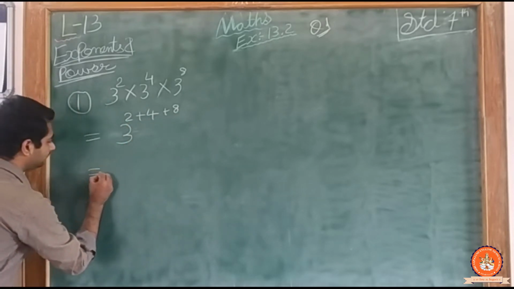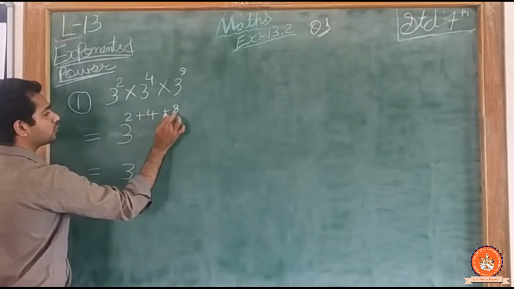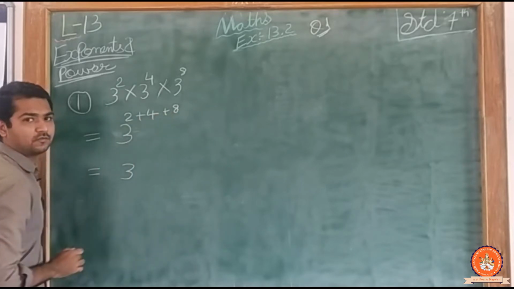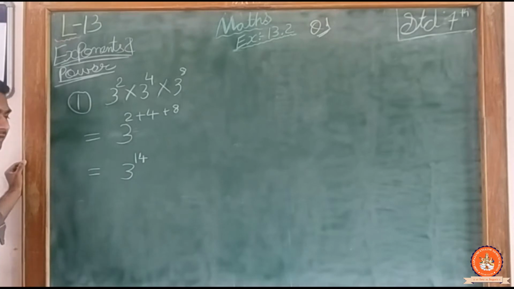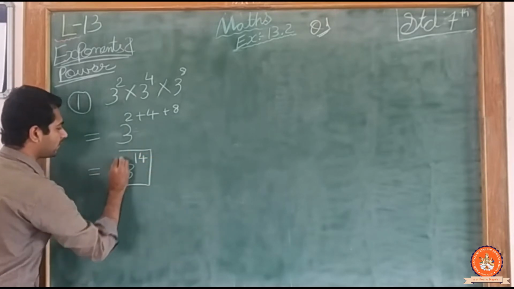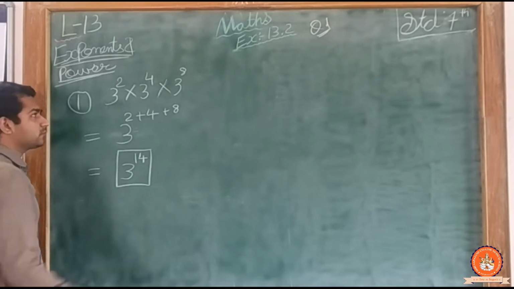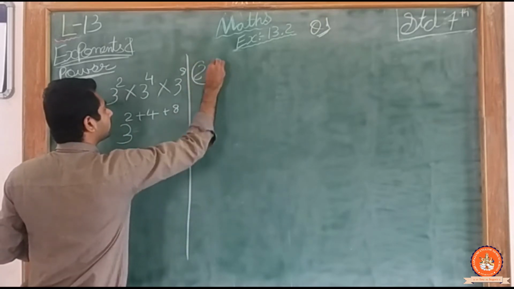So 3 raised to 2 plus 4 plus 8, that means 2 plus 8 is 10, 10 plus 4 is 14. So 3 raised to 14. Clear? This is my exponential simplest form for question 1. Clear, students? Now coming to number 2.